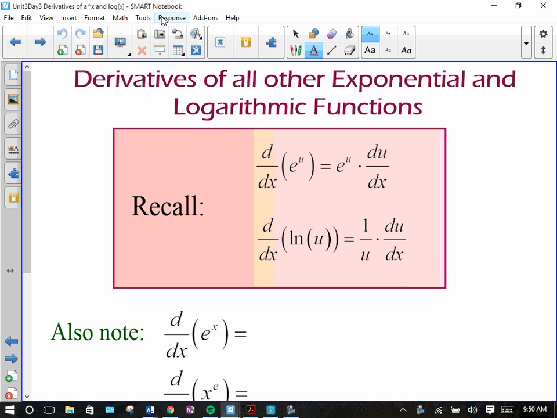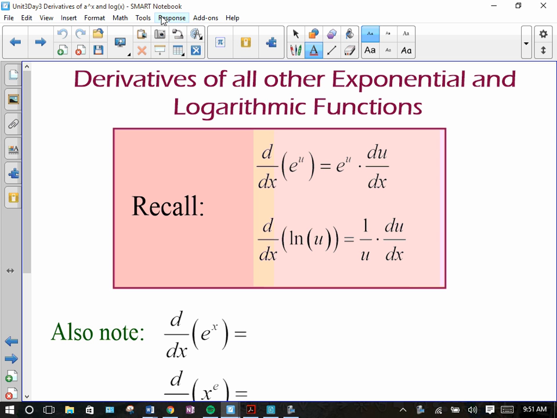Alright, so we started talking on Monday about derivatives of exponential and logarithmic functions. Meaning we talked about e to the power of x, or more general cases e to the power of u, and we also talked about the natural log function.